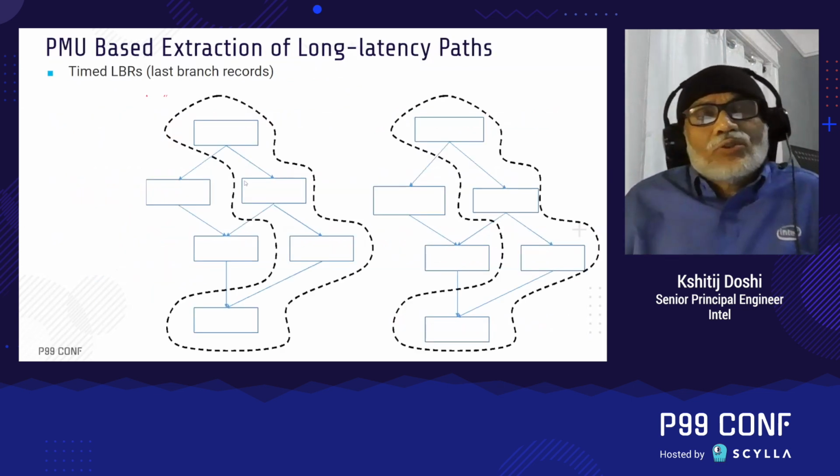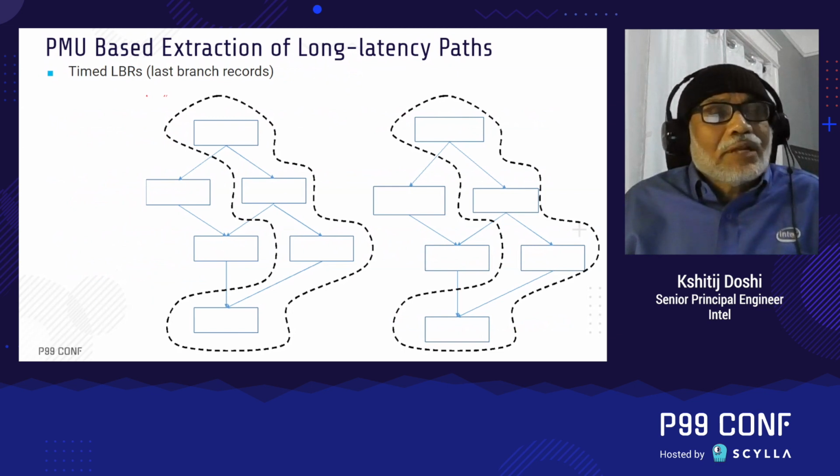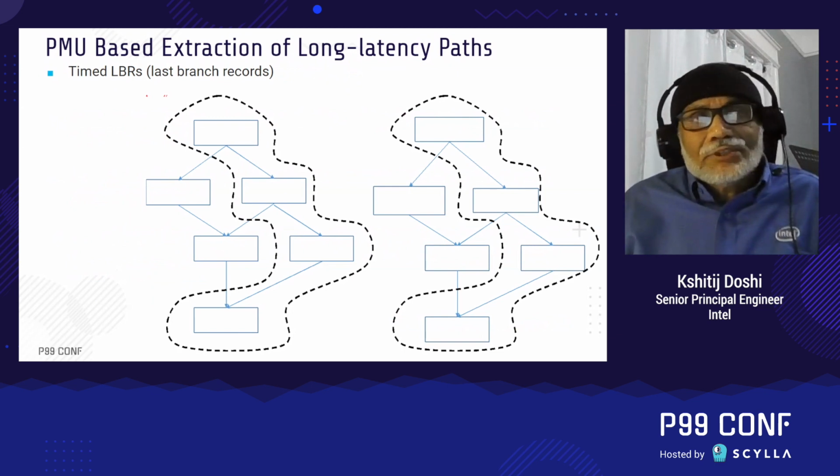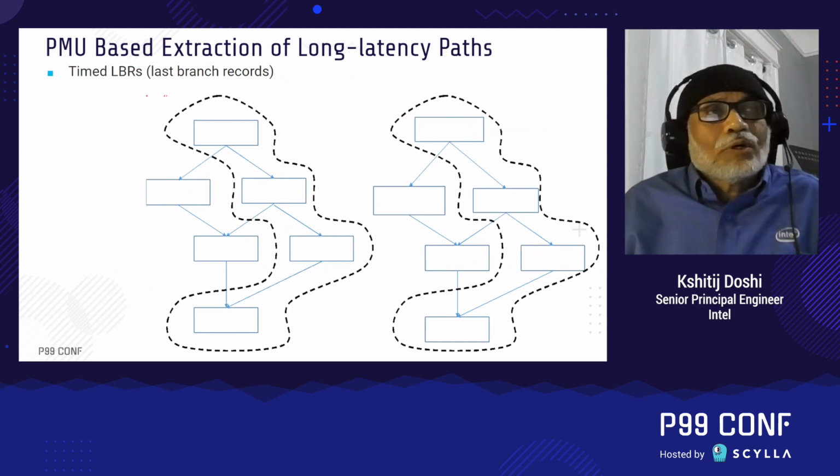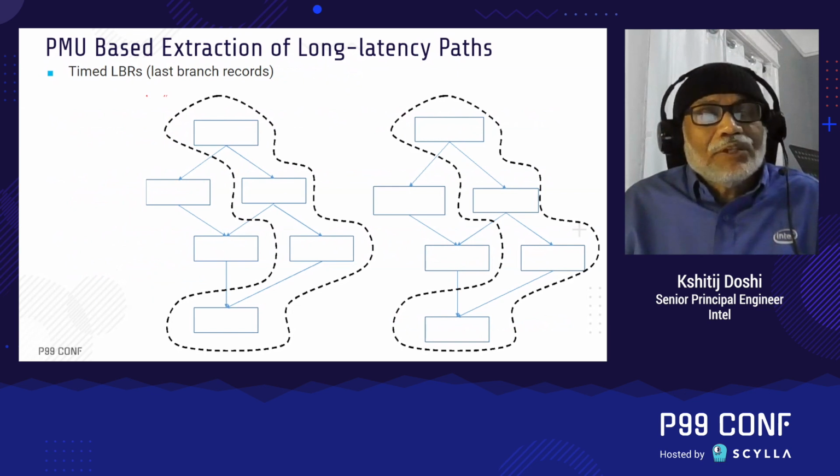We would like to talk about a couple of interesting PMU capabilities that not everybody may be familiar with. The first of this is timed last branch records. Last branch records are a way for the hardware to automatically collect the sequences of different branches that various basic blocks have experienced between them in the context of a continuous execution of a thread.